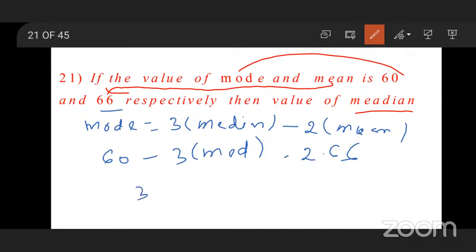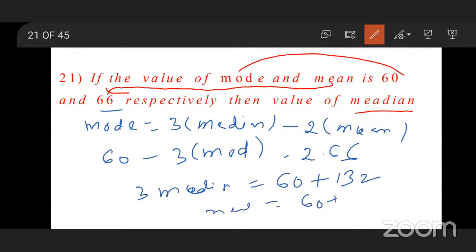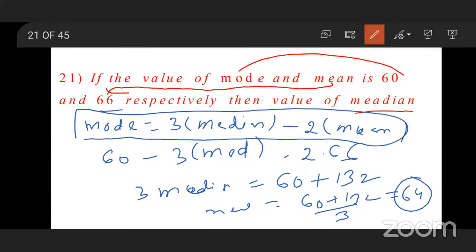Therefore, 3 median is equal to, what is the value? 60 plus 132. What is the value? You want only the mean. Mean is equal to 60 plus 132 by 3. We get 64. That is just the formula. What is the formula? The formula is mode is equal to 3 median minus 2 mean.